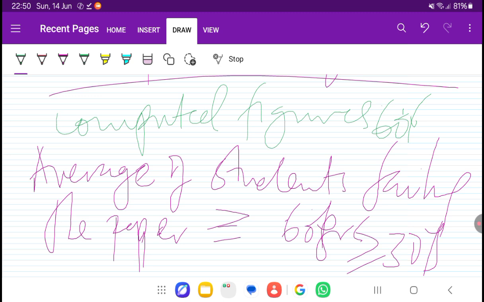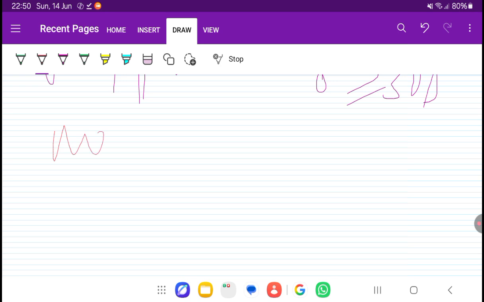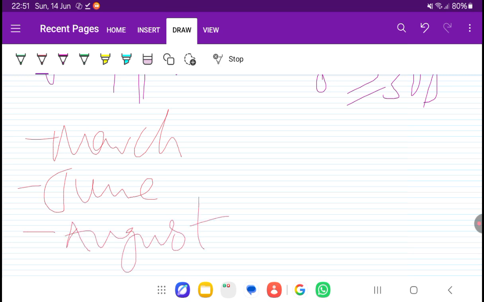read thoroughly. And one example that I can tell you is that ICPA used to have 4 sittings around 2022. They used to have a March sitting, then a June sitting, an August sitting, and finally a December sitting.